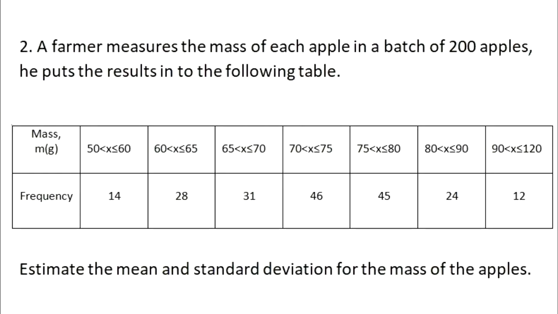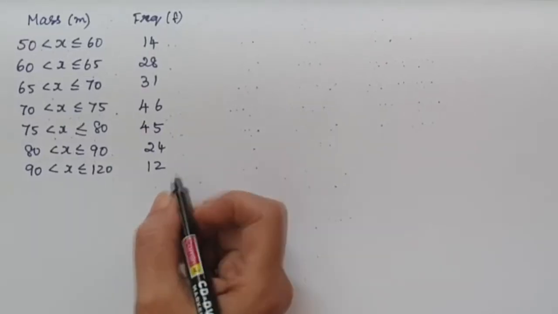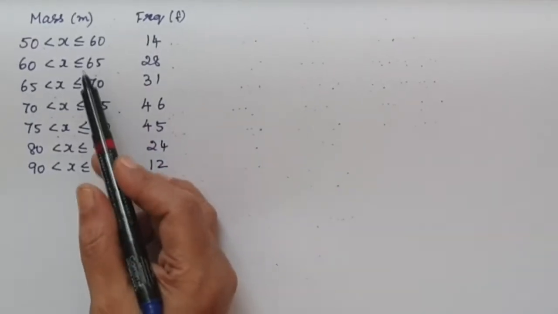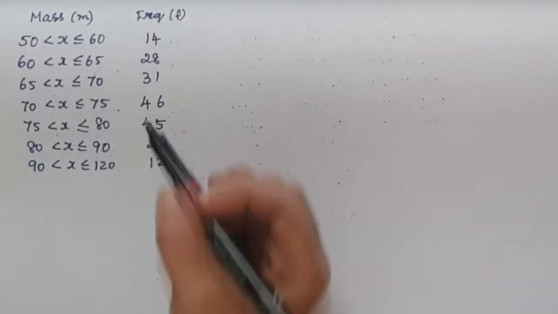Second question. A farmer measures the mass of each apple in a batch of 200 apples. He puts the results into the following table. The table is given to us. Estimate the mean and the standard deviation for the mass of the apples. Now I have entered the values which are given in the table. The mass is given and the frequency is given.